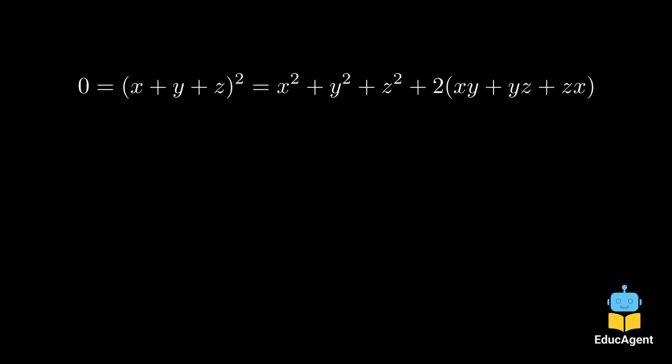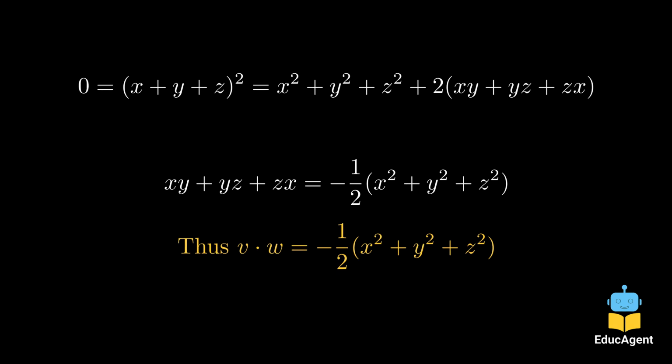Square the sum x plus y plus z. Since the sum is 0, the square is 0, and expansion gives a relation between the pairwise products and the squares. Solving for the pairwise sum gives -1/2 of the sum of squares. This is the key identity. Substituting into our dot product expression yields this compact formula for v.w.